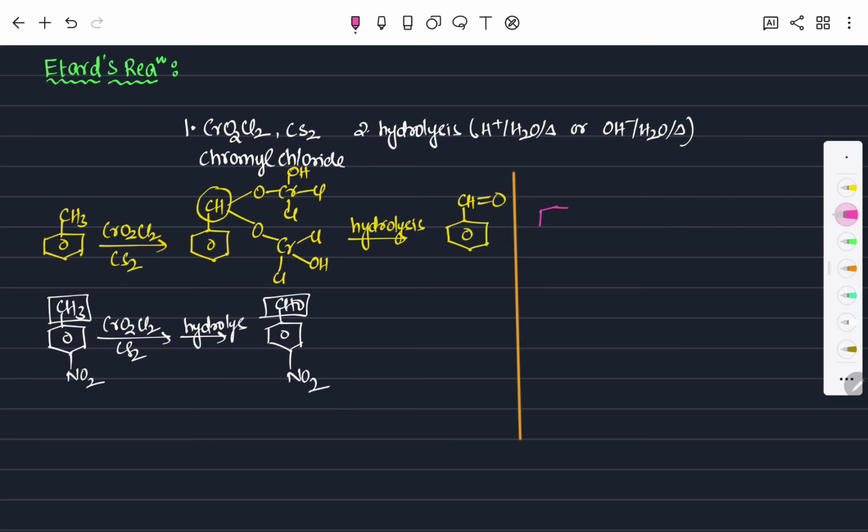For example, para-xylene treated with CrO2Cl2 in chloroform solvent followed by hydrolysis. If we use one equivalent, we can write the answer simply: one CH3 group will be converted to CHO.